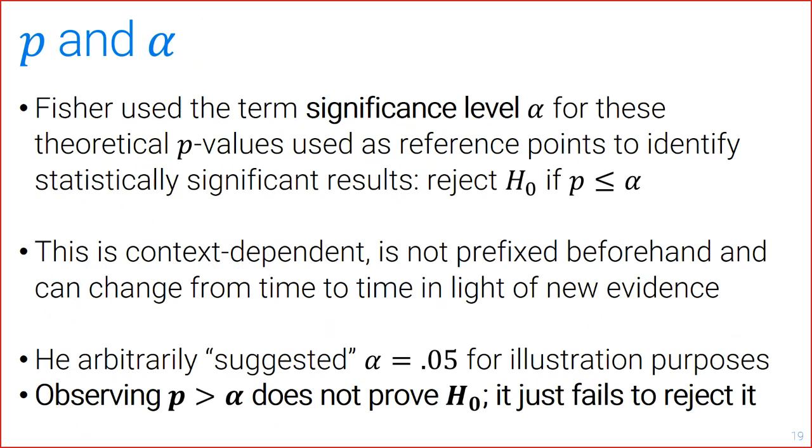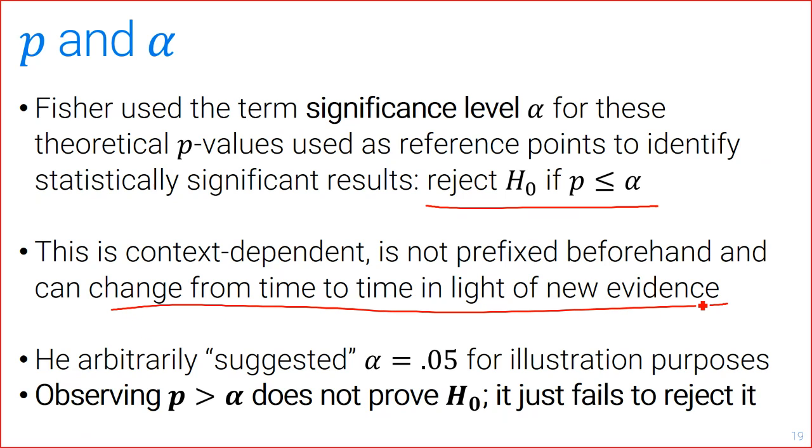And so Fisher used the term significance level for this alpha, and it's just a reference point to consider a result significant or not. So we reject the null hypothesis if p is less than alpha. And of course, this is context dependent. It depends on the specific problem that you're looking at. It depends on your field. It depends on the data you have. And it's normal, or it was normal for him to change it from time to time in light of new evidence. If you're collecting more and more data, you might change the value of alpha.